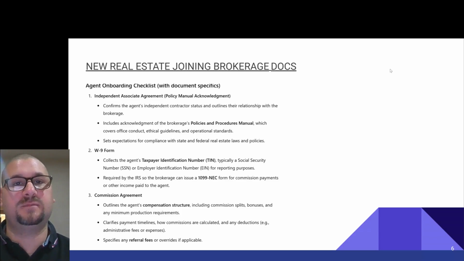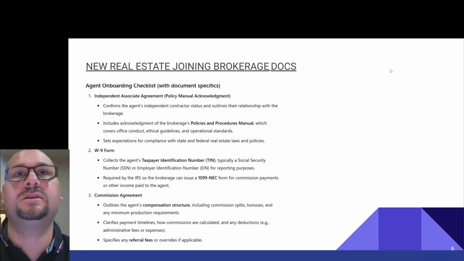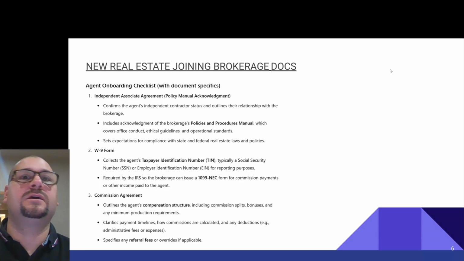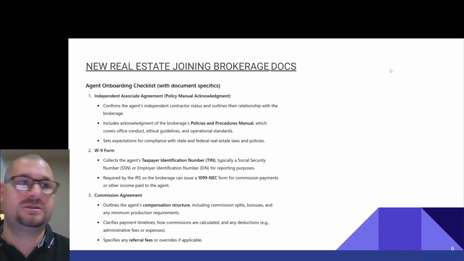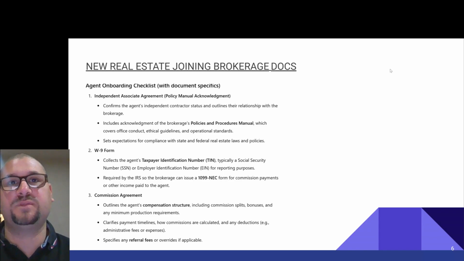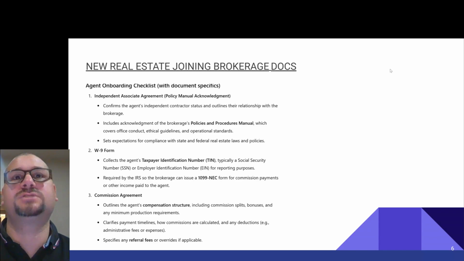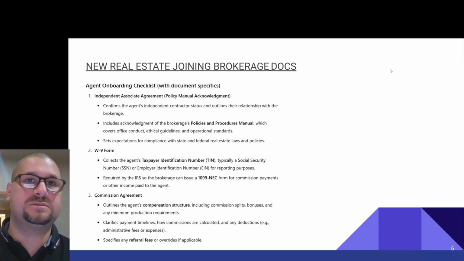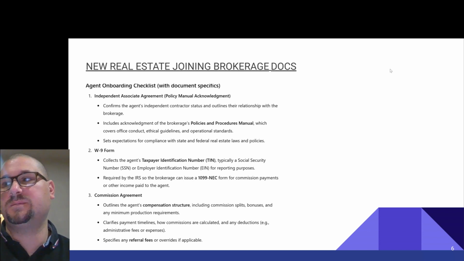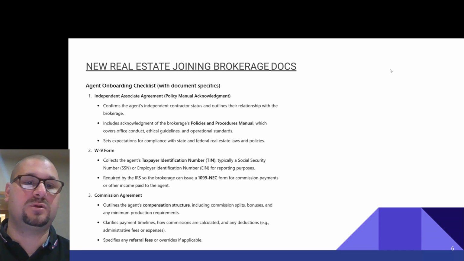So if you don't turn in a document to your broker on a timeline, sometimes they'll take off like $100 or something like that. I know I got docked recently. This year I sold a property for $450K, and I didn't turn in one of my documents, so I got docked. Right, so an administrative fee or some sort of fee for not turning in documents on time, or expenses. It also specifies any referral fees or overrides if applicable.